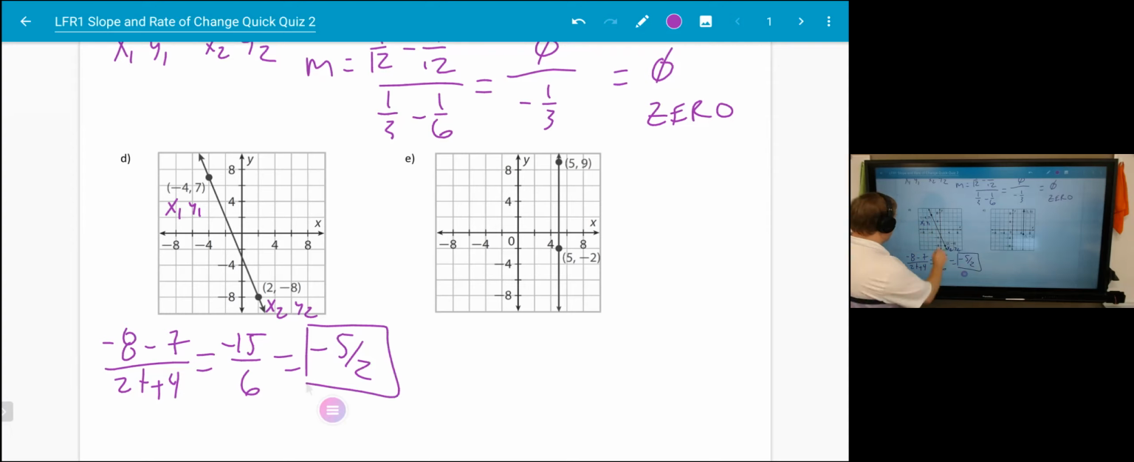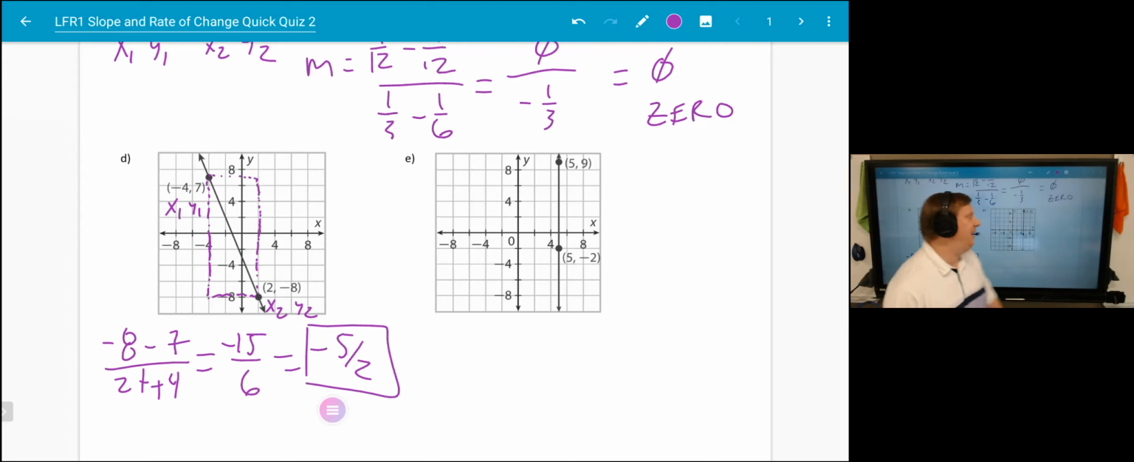If I thought about it like this, I can see this goes down 15 and to the right 6. Down 15, right 6. Or you could have gone up 15 and left 6, which should have been 15 divided by -6, still simplifies to -5 halves.